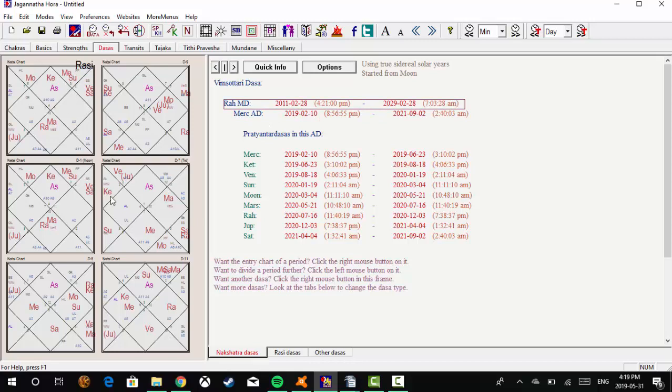So there could be some losses, but I would still bet on this, because whenever that 11th house is active, you can bet that there's going to be gains. Okay.